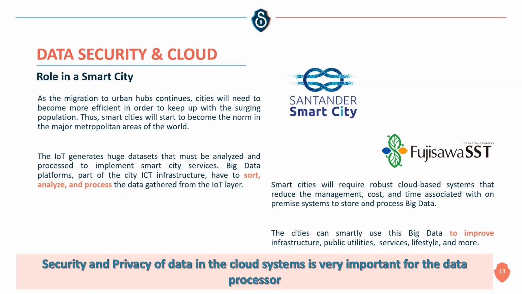So we want to make sure that the ICT infrastructure of the smart city has enough power and an ecosystem that can sustain different huge data sets that need to be analyzed and processed for the well-being of the society. And then through these smart cities, we want to make sure that we can improve the infrastructure, public utilities, services, lifestyle, and all these things.